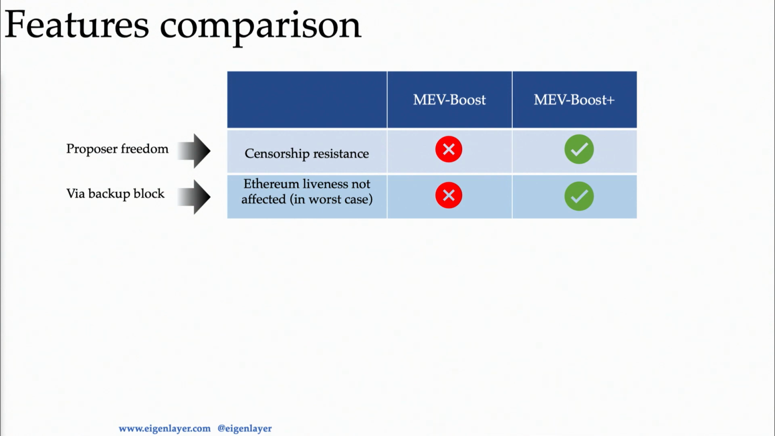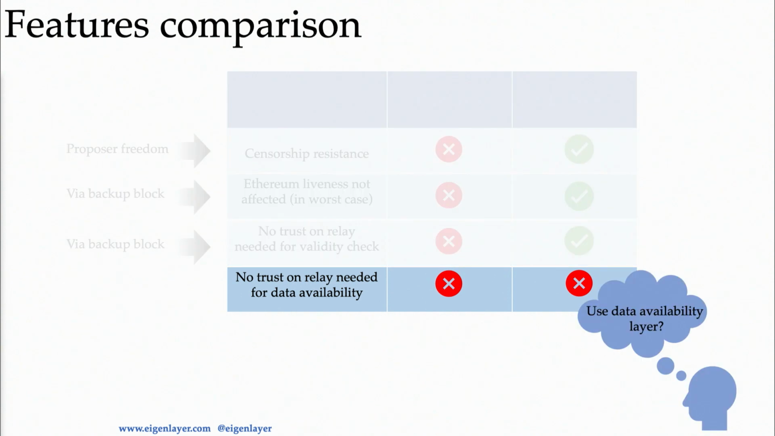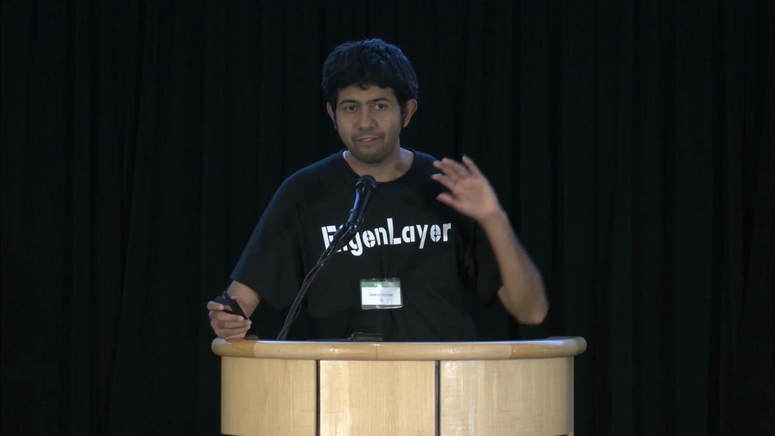I'm going to skip past it. But the main thing that we do not have is we're still trusting the relay. The relay is still a central point. While the relay is not a point of failure for censorship resistance, the relay is still trusted for some of the other things. For example, the relay is trusted for data availability. Can we somehow get rid of this? Can we decentralize the relay? Instead of having a single relay, can we have a decentralized escrow?